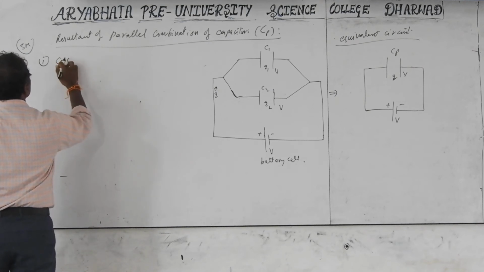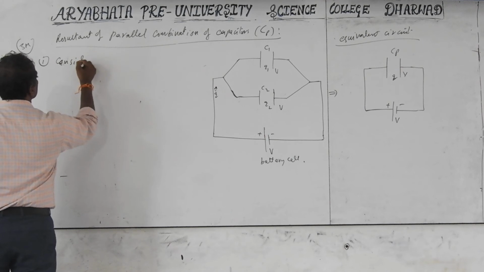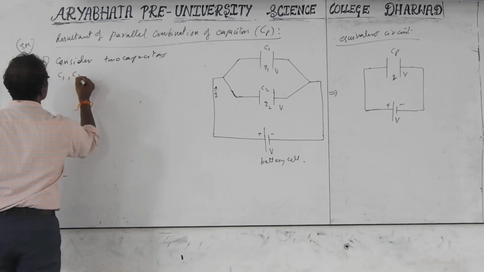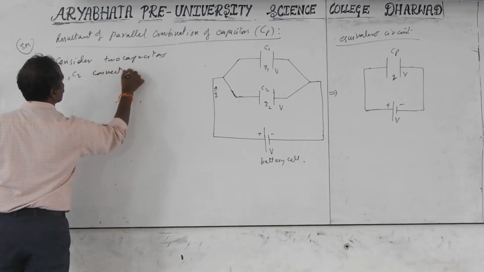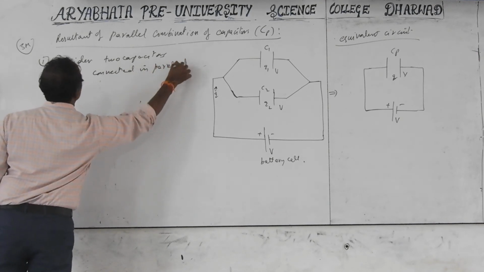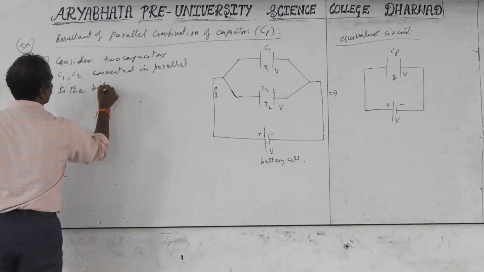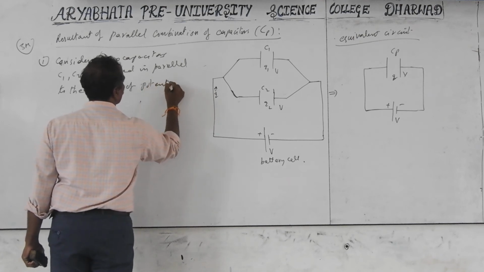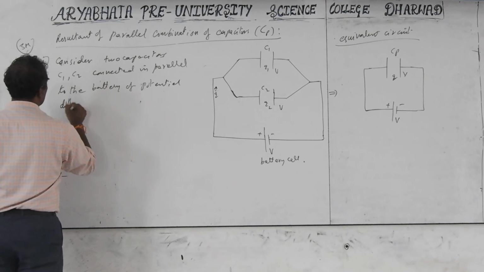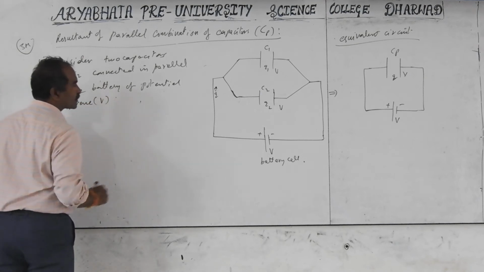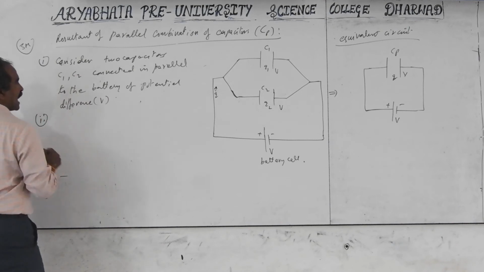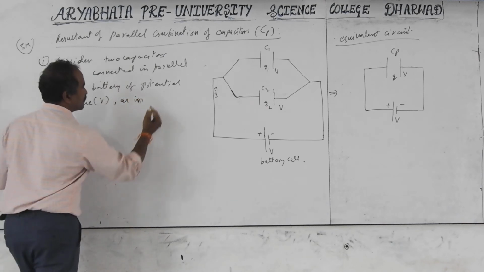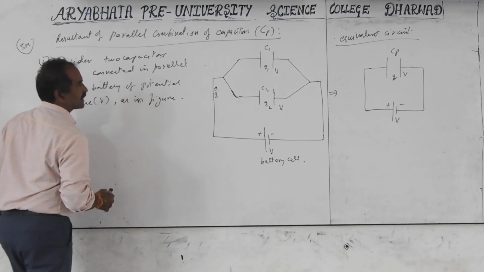The point is, for any electrical device voltage is constant. Consider first only two capacitors, C1, C2, connected in parallel to a battery of voltage or potential difference V. Mentioning the circuit diagram is always better, as in the figure or as in the circuit diagram.